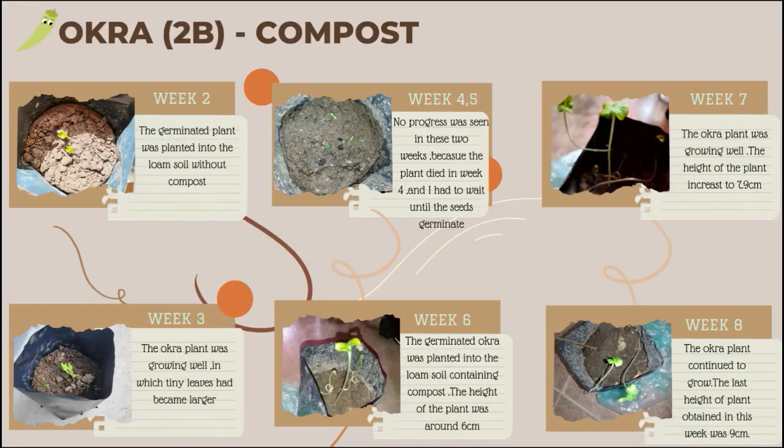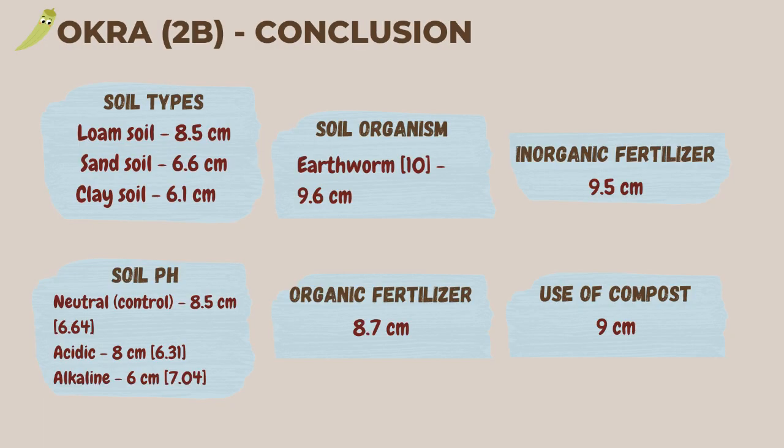In the first week, I planted 2 seedlings into the soil. In week 3, the leaves of the plant could be seen becoming larger. However, in week 4, the plant died because the soil was soaked in rainwater for a long time, so I germinated new seeds to be planted in the soil. In week 6, the germinated seedlings with a height of 6 cm were planted into the soil containing compost. During week 7, the height of the plant increased to 7.9 cm, while in week 8, the plant continued to grow until the height of 9 cm.